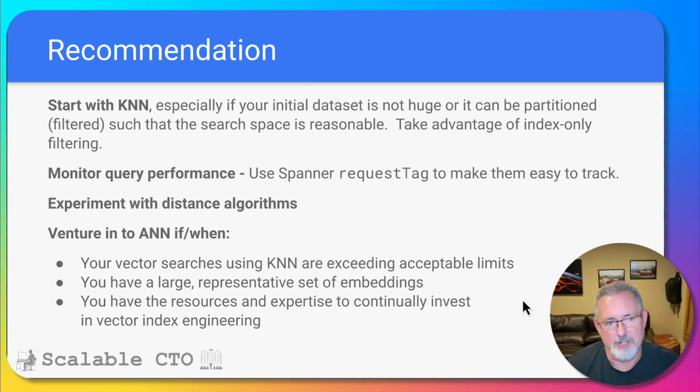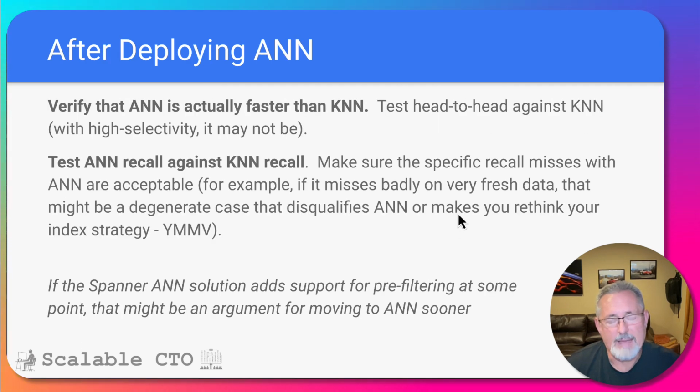So that would be my guidance. Start with KNN. It'll work right out of the box, super easy to do, and then move into ANN as you see the need and as you have the resources to support it. And after you deploy ANN, assuming you go that way, because KNN is just brute force, you can leave it there. You can leave it side by side. It's very easy to run them side by side.